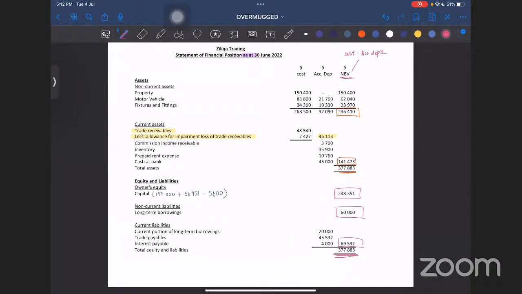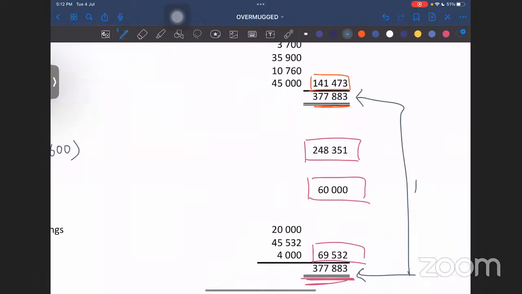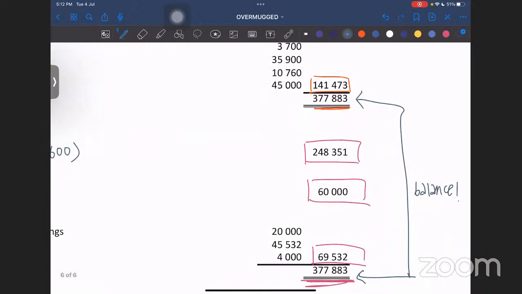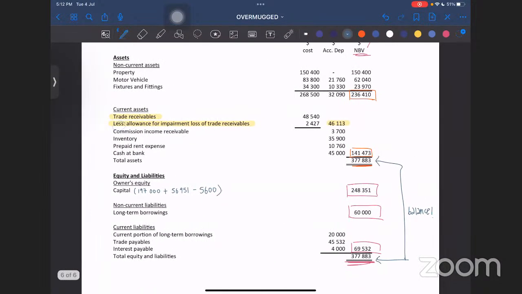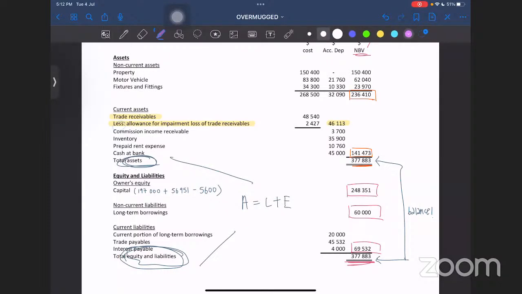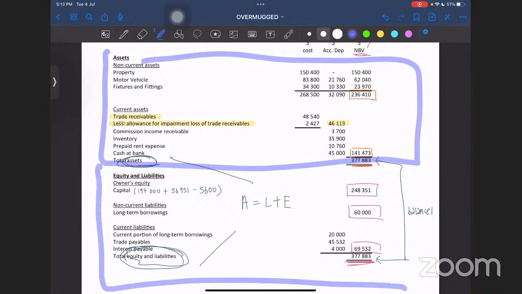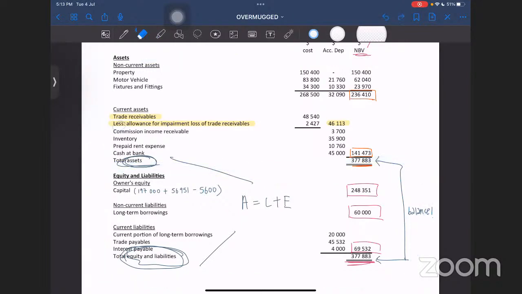right? So at the end of the day, I know that these two numbers, they must balance. They must balance. Okay, why? Because this is an asset. This is total L and E. So isn't this what we learned, right? A equals to L plus E, isn't it? That's why they balance. Okay, because this whole part here, this whole section, this is called asset, right? Then this whole section here, this is what? L and E. That's why they are balanced. A is equal to L plus E. Very simple as that.